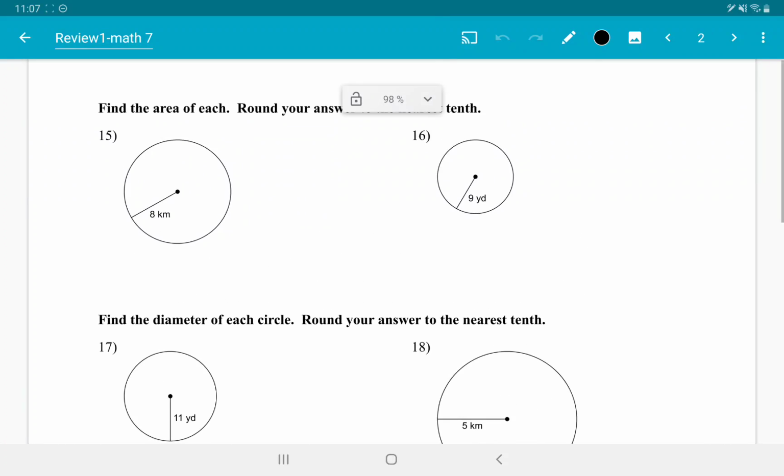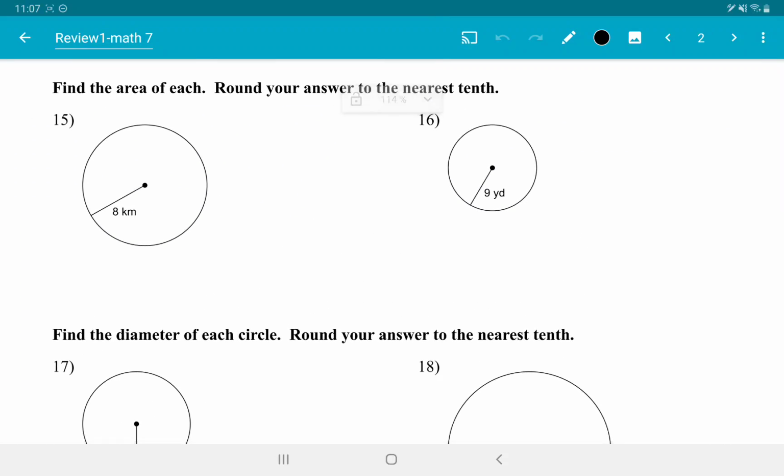Okay, so for number 15, I want to find the area of each now. Remember, my area is equal to pi r squared. So again, this is my r. So area is equal to pi times 8 squared. And squared, again, is just 8 times 8. So 8 times 8 is 64 pi.